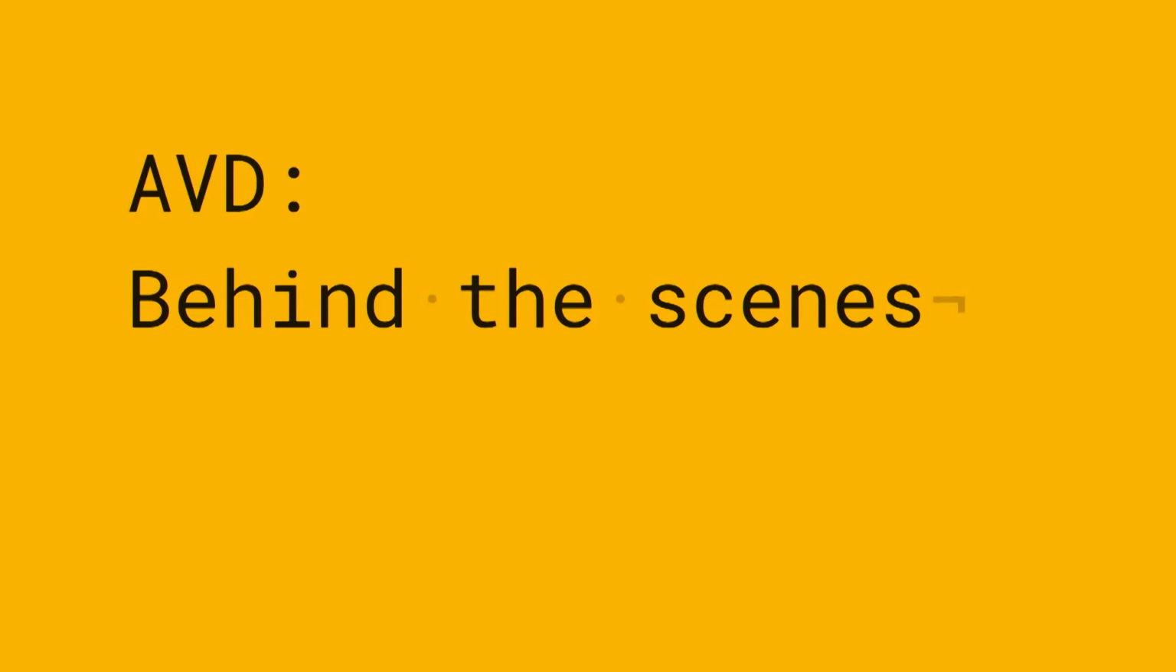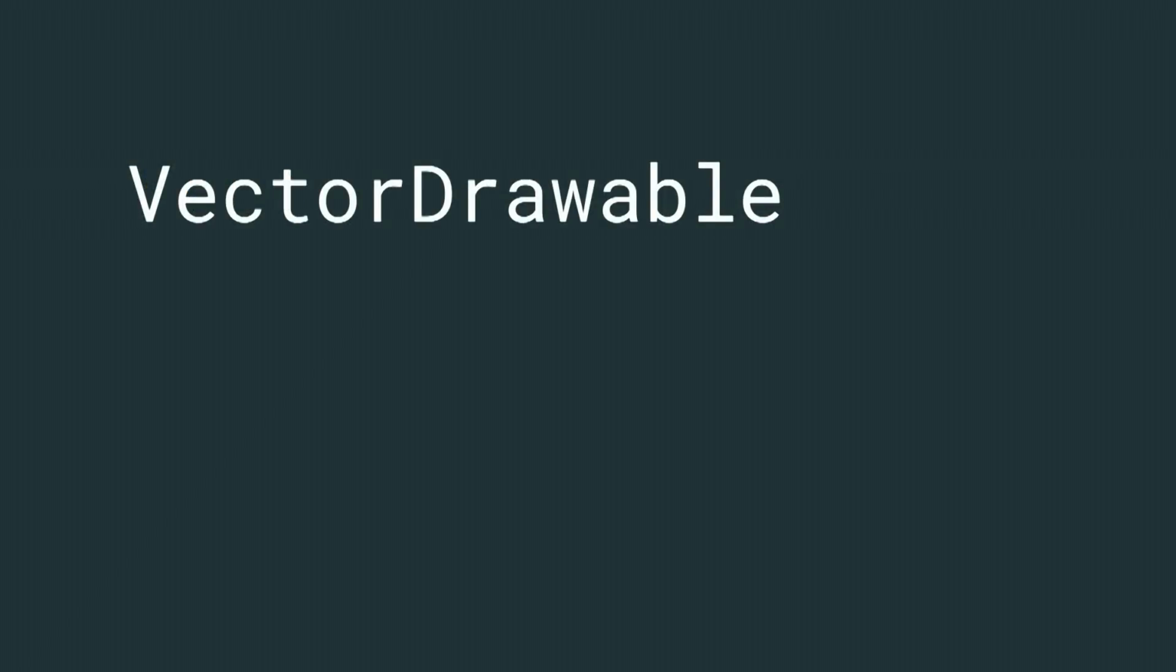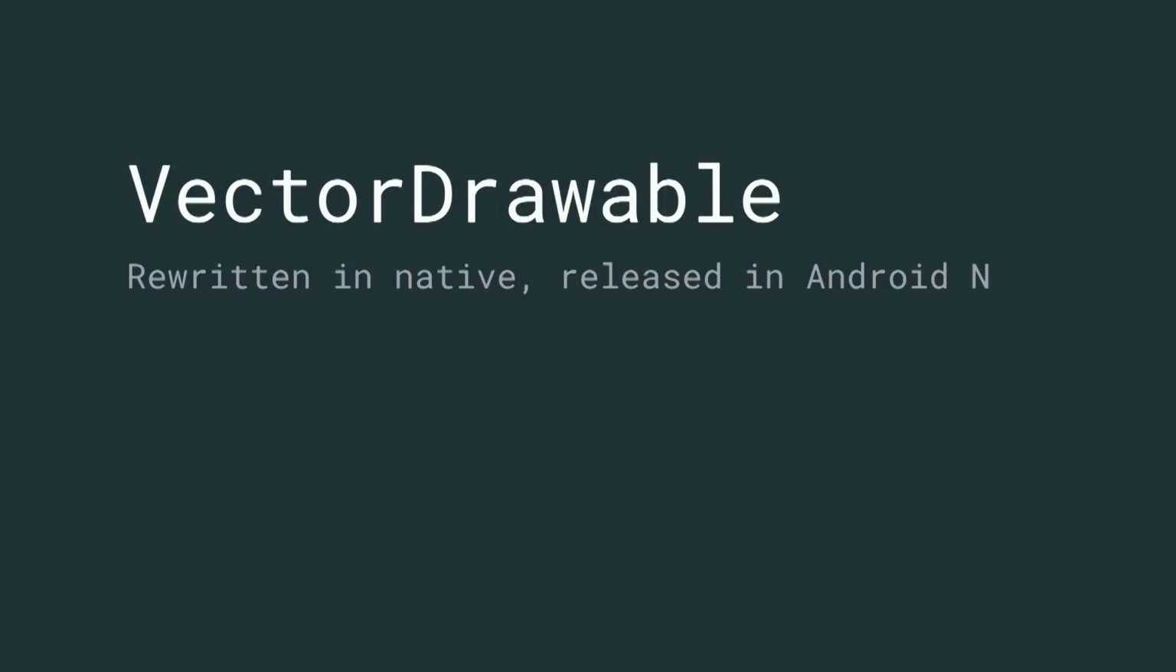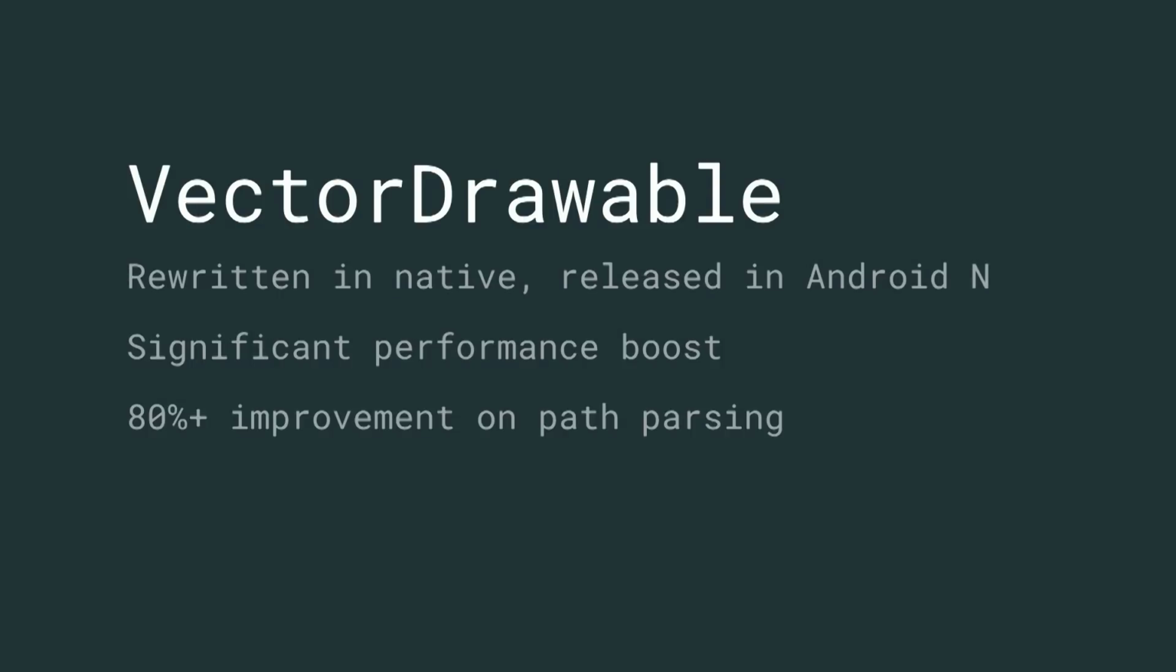All right. So today I'm going to take you behind the scenes to see what we have changed to AnimatedVectorDrawable and VectorDrawable. So for VectorDrawable, in Android N, we rewrote the entire VectorDrawable in native. And with this massive rewrite, we have seen some significant performance improvement. And along with many of the optimizations, we're now seeing 80% faster path parsing.